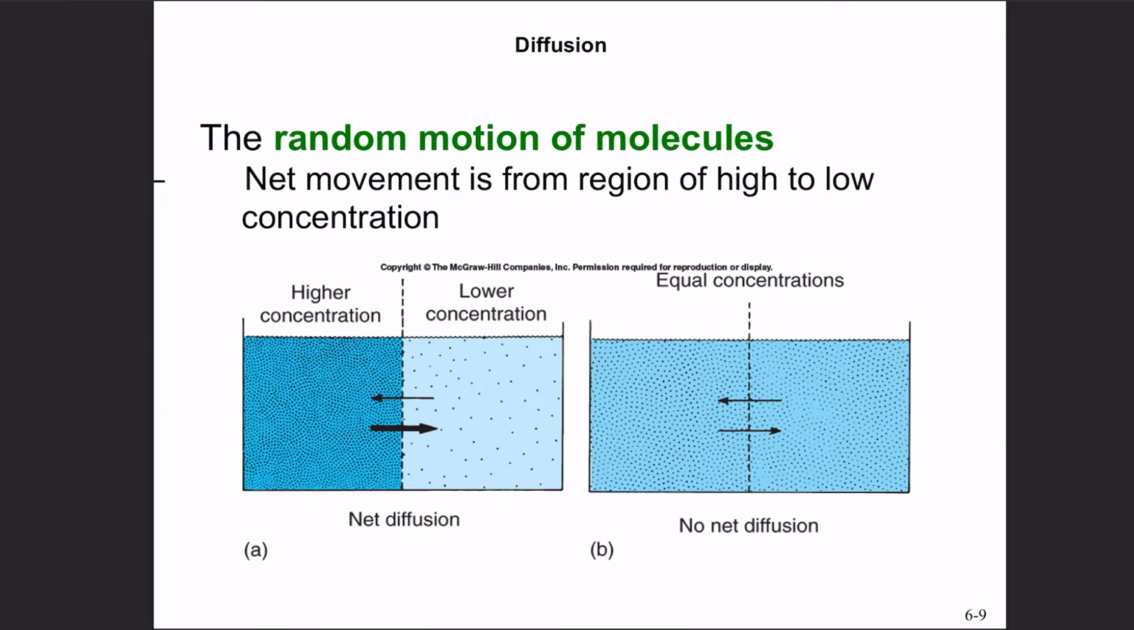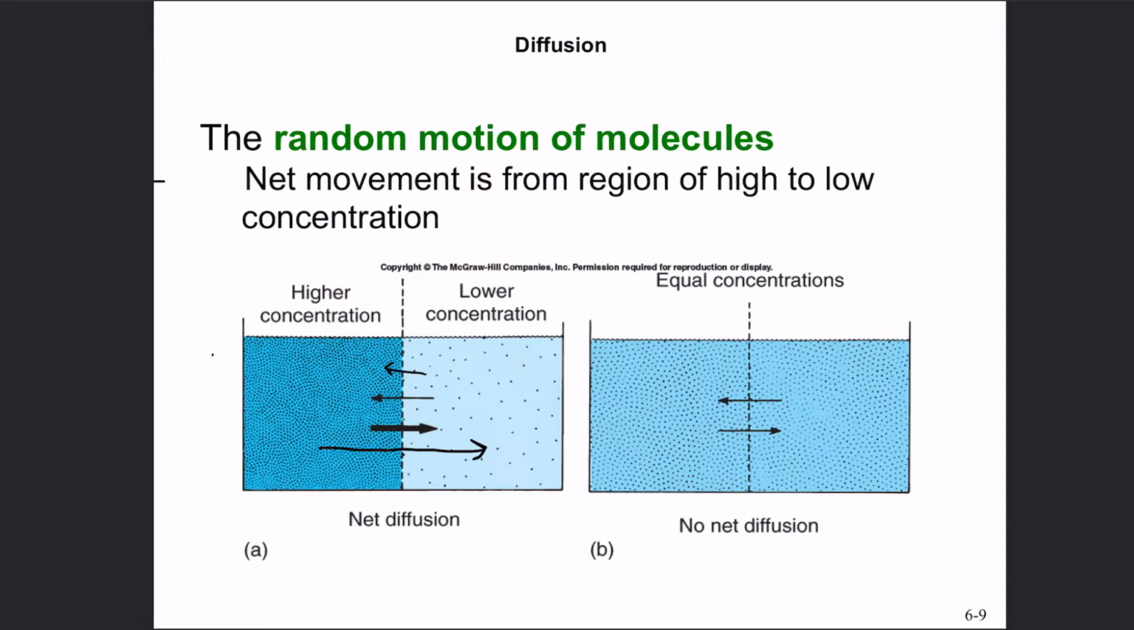Diffusion is the random movement of molecules within a space, and the net movement is always going to go from a place of high concentration to a place of low concentration. That's not to say that there is no movement from molecules of low concentration to high, but there is way more movement from high concentration to low concentration.